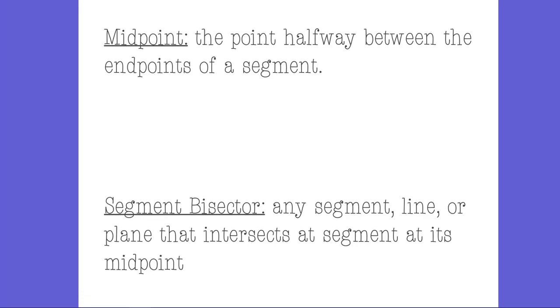So let's say we have segment AB. And if I tell you that M is the midpoint of this segment, then that means it's exactly halfway in between A and B. What that means is segment AM is going to be congruent, which means it has equal length. It's going to be congruent to segment MB.